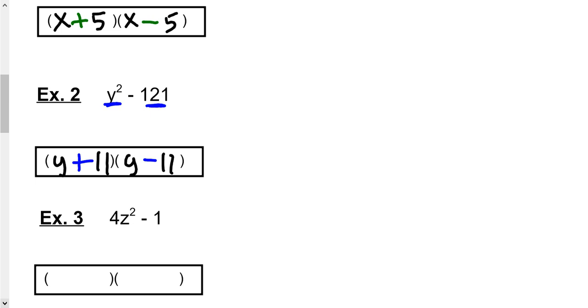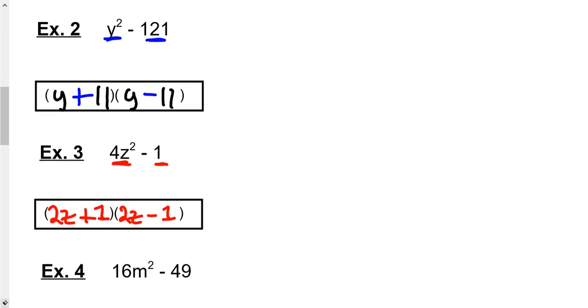So when you're looking at this 4z squared, both the 4 and the z squared are perfect squares. The square root of 4 is 2, and the square root of z squared is z. Then you know one is going to be plus and the other is going to be minus. And when we look at 1, the square root of 1 is 1 and 1. So one answer is 2z plus 1, and the other answer is 2z minus 1. It's going to work like that every time.